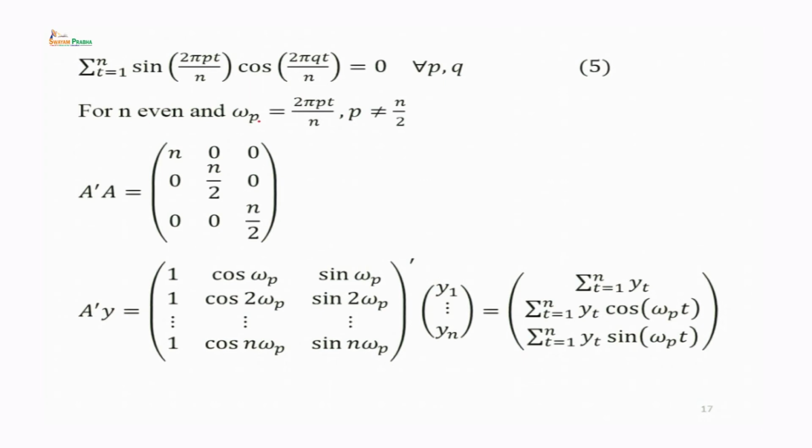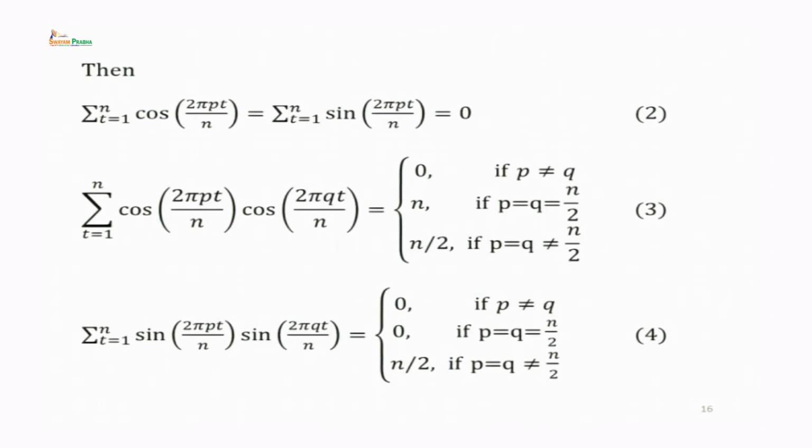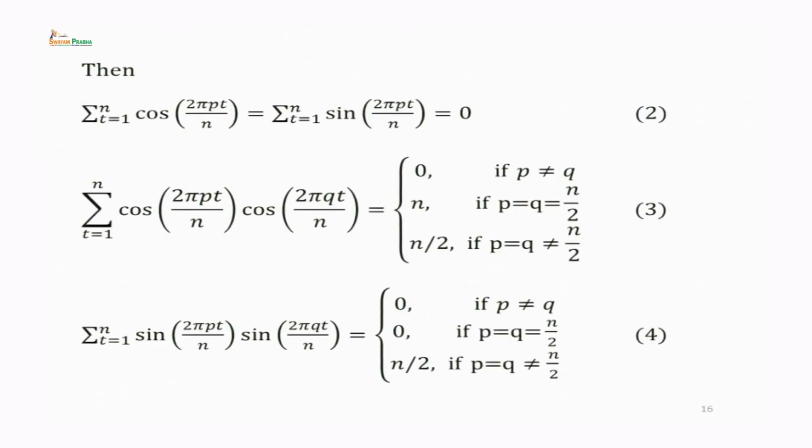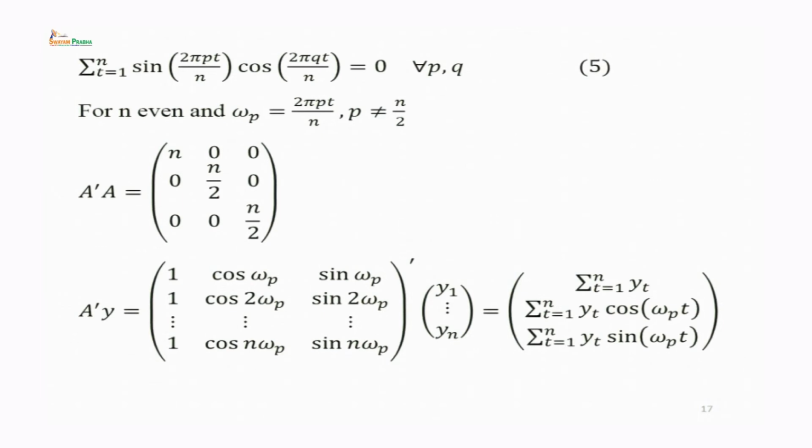For n even and omega p equal to 2 pi p by n, p not equal to n by 2, you have A transpose A equal to, now if you take A transpose A, then the first element is n, then you have the sum of these cos functions, the sum of these sine functions, the sum of the product of these two, the sum of squares of these two, the sum of this column, the sum of squares of elements of this column. These are the things which you will require in obtaining A transpose A. And using the summations which I have defined from equation 2 to equation 5, you can easily verify that A transpose A is equal to this matrix.